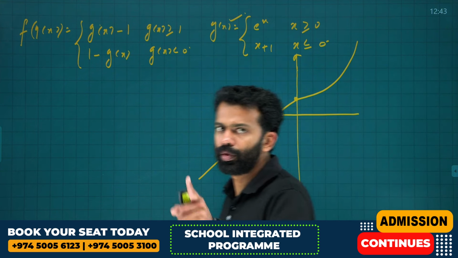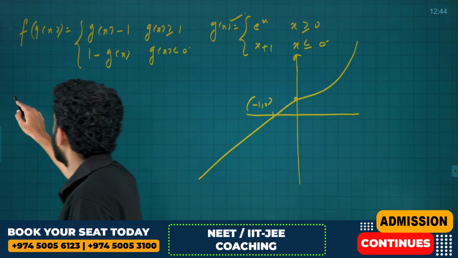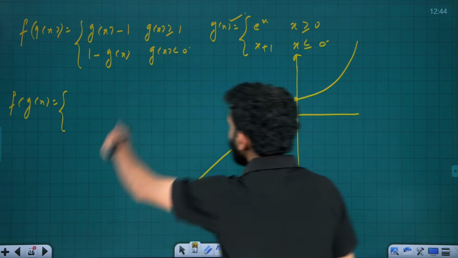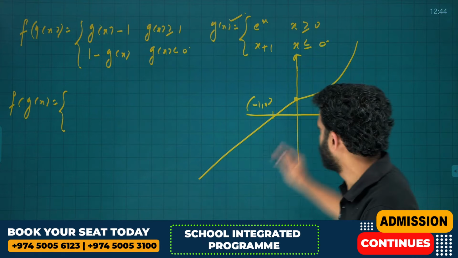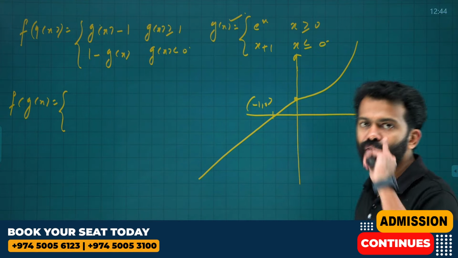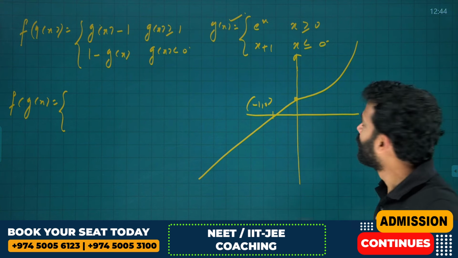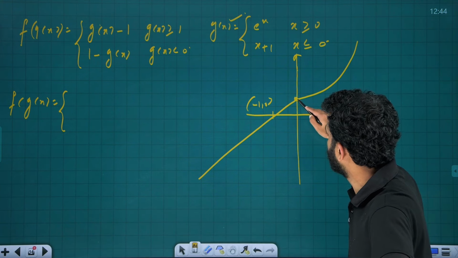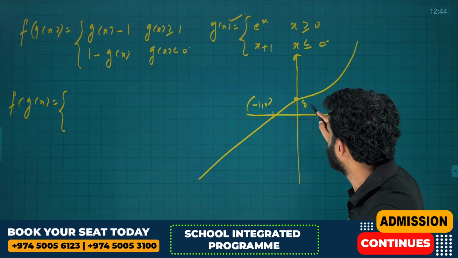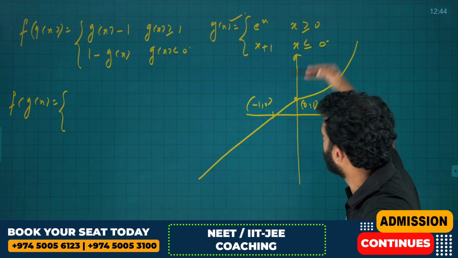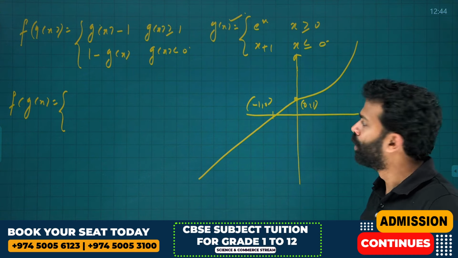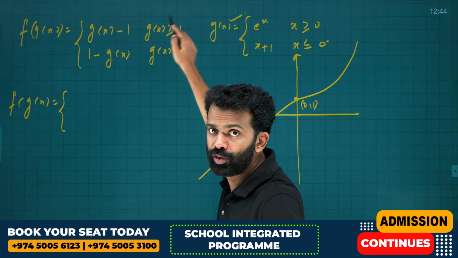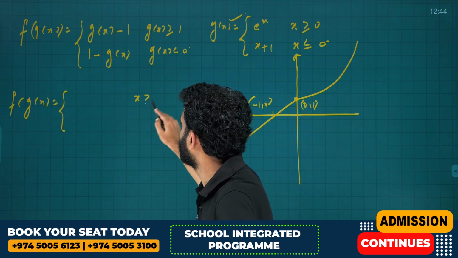Okay, now comes the important part of this question. That is, f of g of x is equal to, where is g of x greater than or equal to 1? From this graph, kindly plot where g of x is greater than or equal to 1. See, for x greater than or equal to 0, g of x has this point, right? This is point 0, 1. From this point g of x hits values greater than or equal to 1. So for which values of x is g of x greater than or equal to 1? That value we need to assign here, that is x greater than or equal to 0.